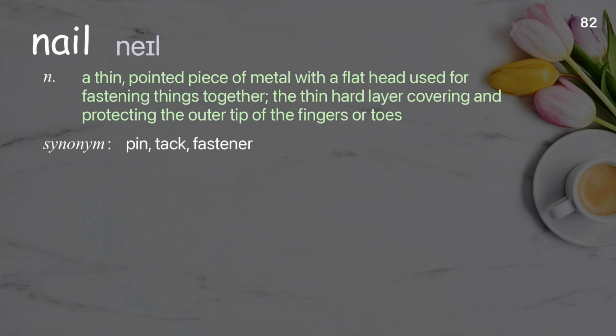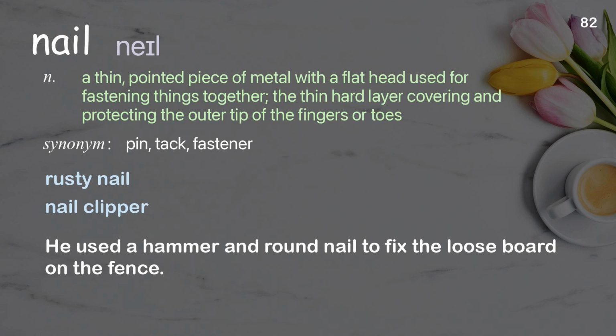Nail. A thin, pointed piece of metal with a flat head used for fastening things together, the thin hard layer covering and protecting the outer tip of the fingers or toes. Examples: Rusty nail, nail clipper. He used a hammer and round nail to fix the loose board on the fence.